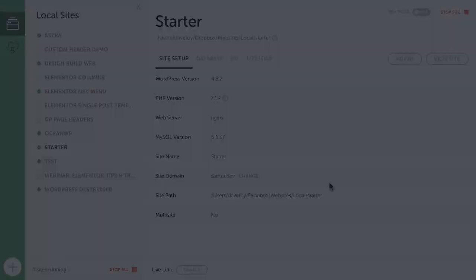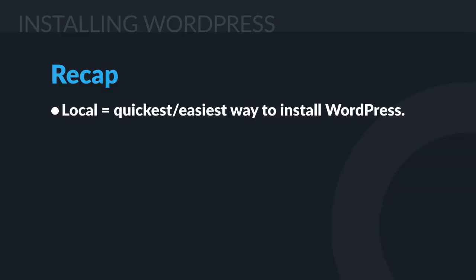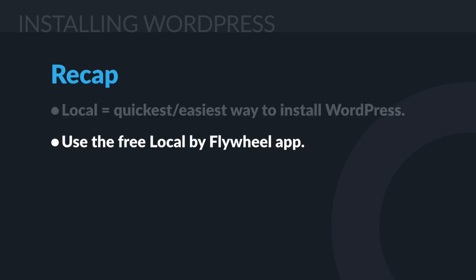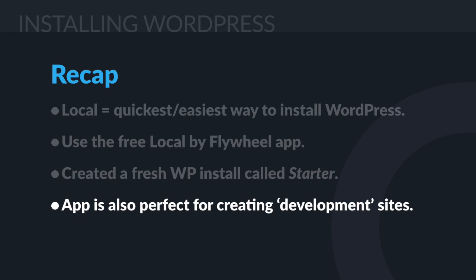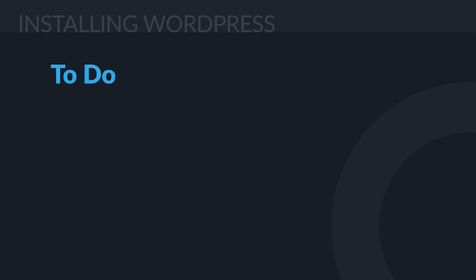So you've learned that the quickest and easiest way to install a fresh copy of WordPress is doing it locally on your own computer. You use the free Local by Flywheel app simply by clicking the plus button to create a new site and give it a name. We created a new freshly installed WordPress site called Starter, and this is going to eventually become the starter site that we'll use as the starting point for every new project, as we add to it and tweak it over the course of the next few modules. And Local by Flywheel is also perfect for installing and working on all of your new WordPress projects before they're ready to go live.